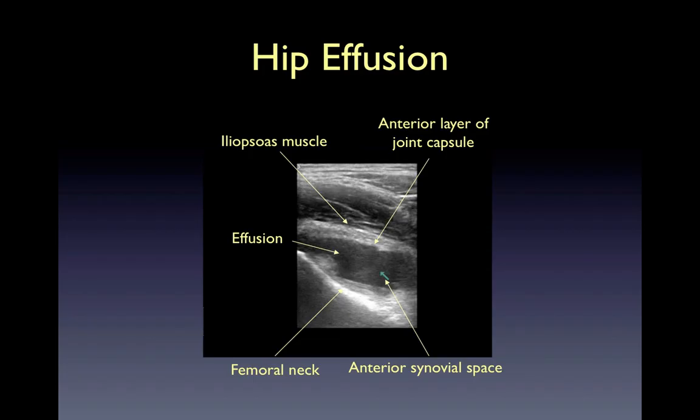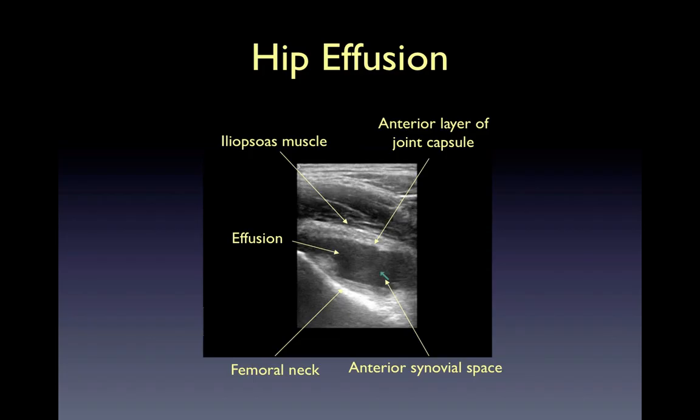At top left, the iliopsoas muscle is labeled. Just beneath the iliopsoas muscle, the anterior layer of the joint capsule is seen. This structure is actually easier to identify in the presence of an effusion.